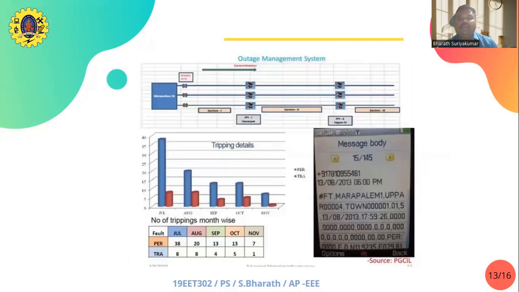So this is the outage management system, one of the important applications of the smart meter. You will receive a message: Marapallam, the outage happens. What time, what period, that has been received by the customer. So this is a screenshot of the customer who had received the message.